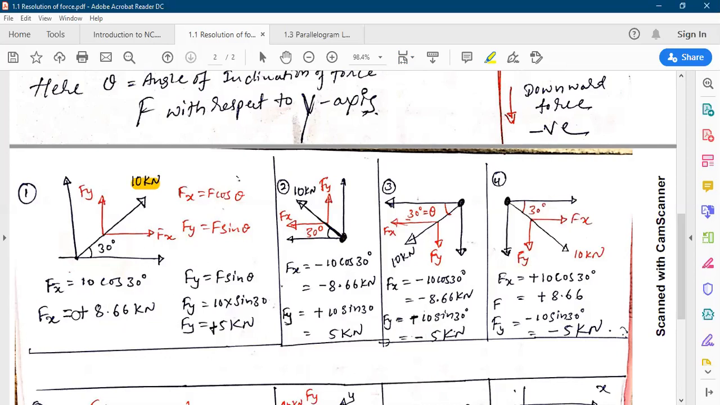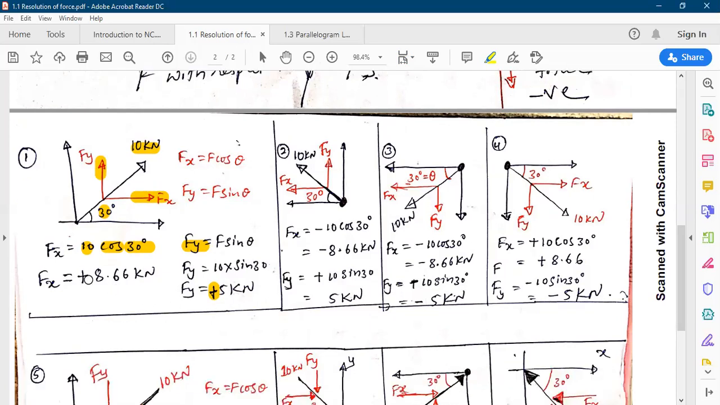We can write Fx is equal to F cos theta, where F is 10 and theta with respect to the x-axis is 30 degrees. Since it is acting rightwards, it will be taken as positive. Similarly, the y component will be equal to F sin theta. Since it is acting upwards, it will be taken as positive. So F is 10, theta is 30 degrees with respect to the x-axis. Fx is equal to 8.66 kilonewton. Similarly, Fy is equal to 5 kilonewton. Both are positive.